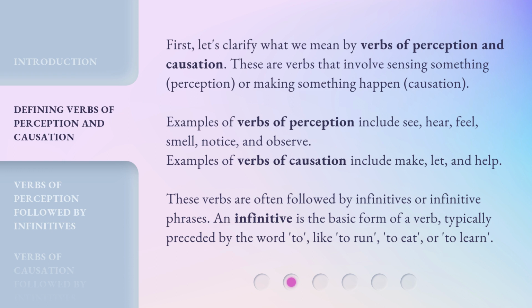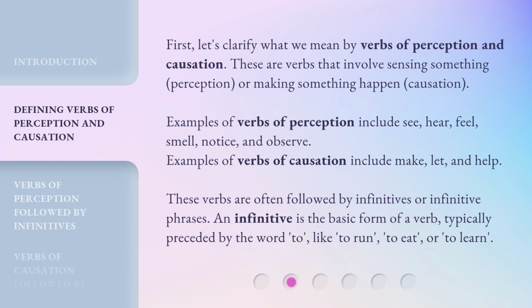First, let's clarify what we mean by verbs of perception and causation. These are verbs that involve sensing something, perception, or making something happen, causation. Examples of verbs of perception include see, hear, feel, smell, notice, and observe. Examples of verbs of causation include make, let, and help. These verbs are often followed by infinitives or infinitive phrases.